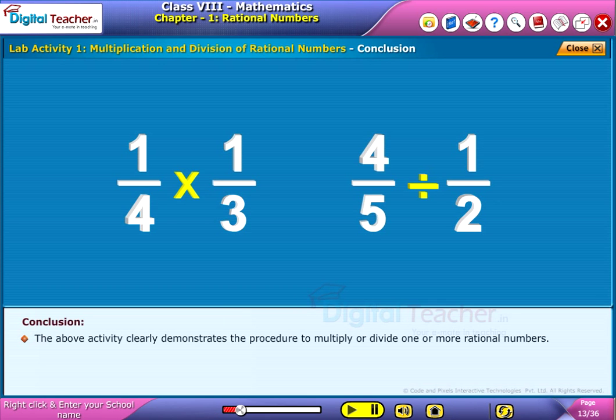The above activity clearly demonstrates the procedure to multiply or divide one or more rational numbers.